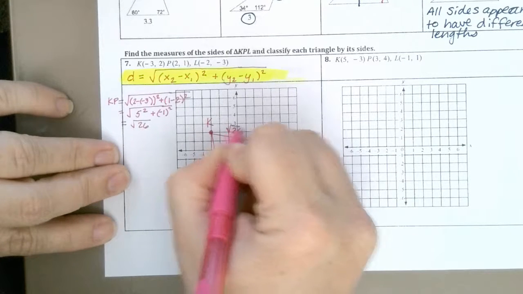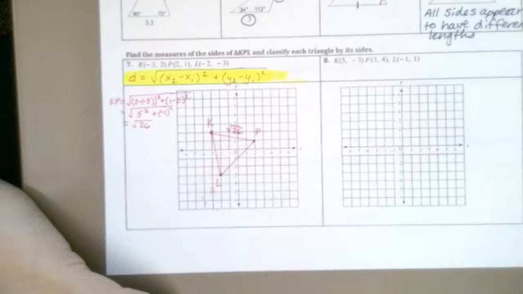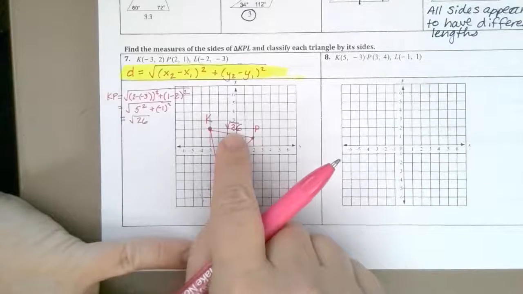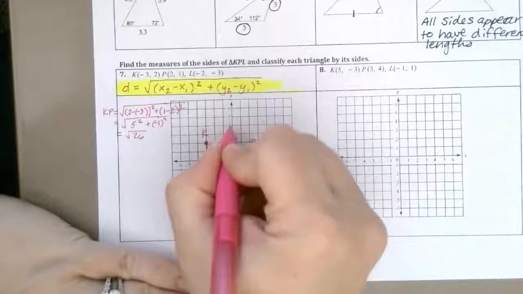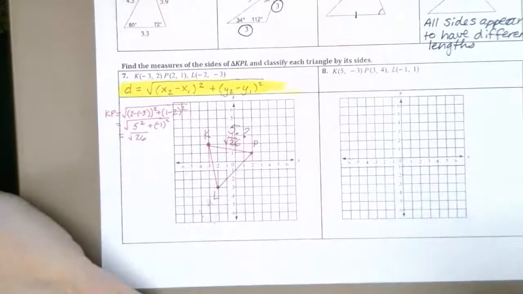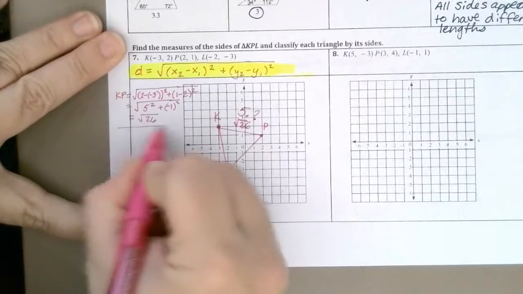Anybody know what radical 26 is, approximately? What's the closest square number to it? 25? What's the square root of 25? 26 is a little bigger than 25, so this is 5 point something, right? 5 point something, probably like 5.1-ish. We'll see if I need to get more specific than that. Okay? All right, let's try another side.